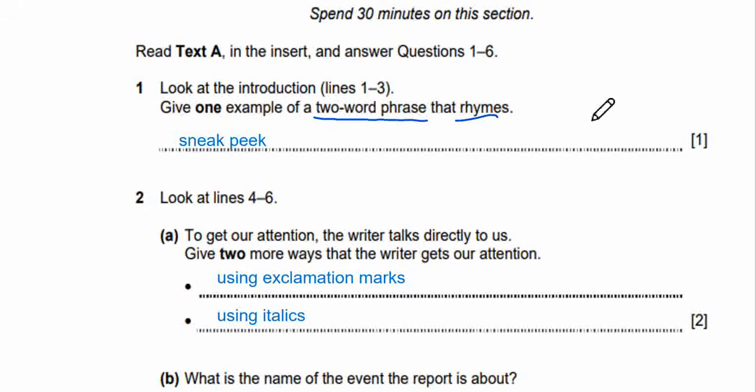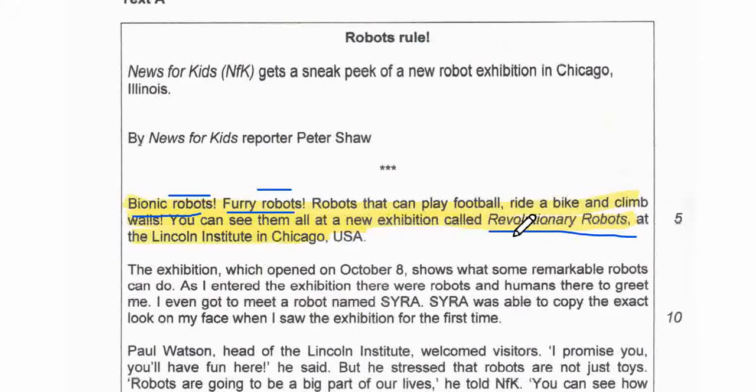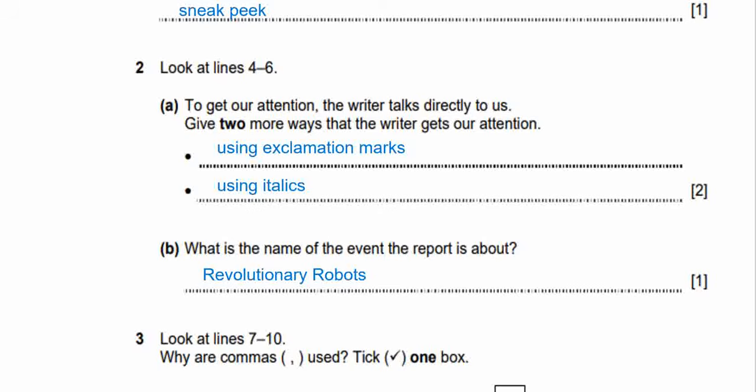Next, we move to question 3. Okay, we still have 2B. What is the name of the event the report is about? Well, we can see that the event is called revolutionary robots. So we type down the answer, revolutionary robots.